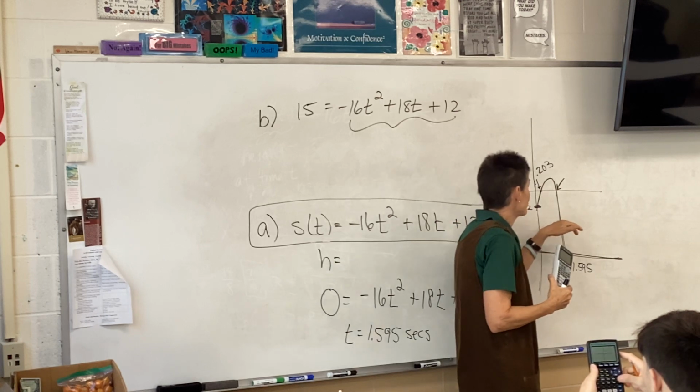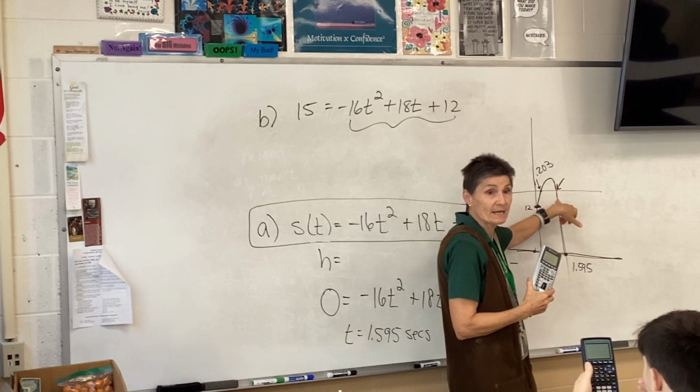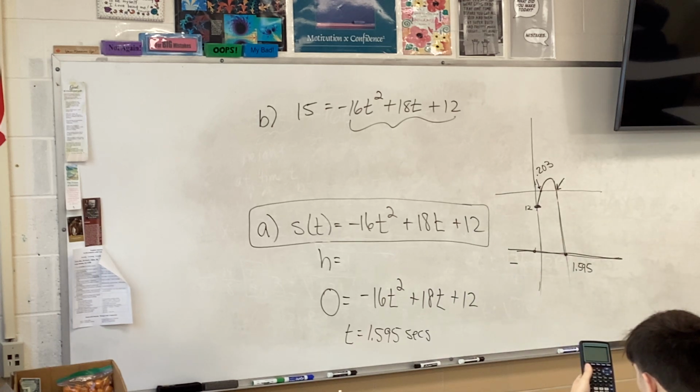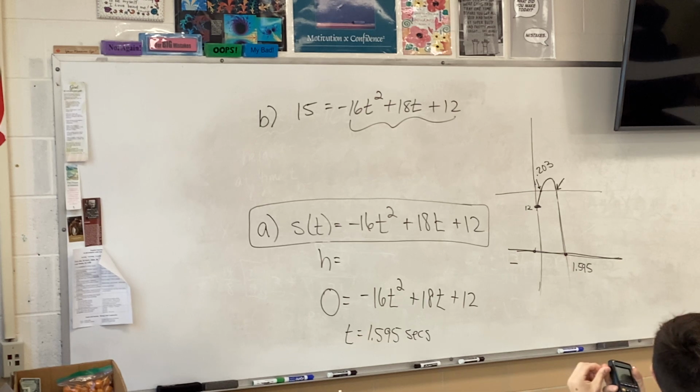Now my cursor happens to be flashing right here, right? That's not where I want it. I need it to be to the left of the point I'm looking for.